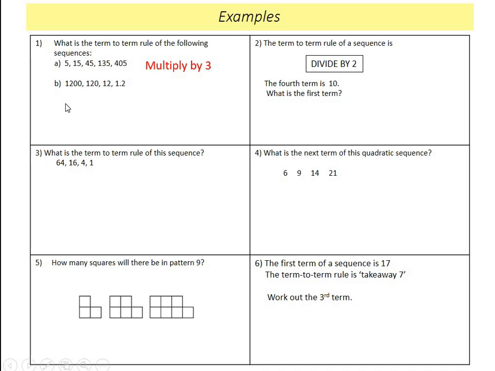In the second example, each number is going down by 10 times. So we're dividing by 10. So my term-to-term rule is divide by 10.